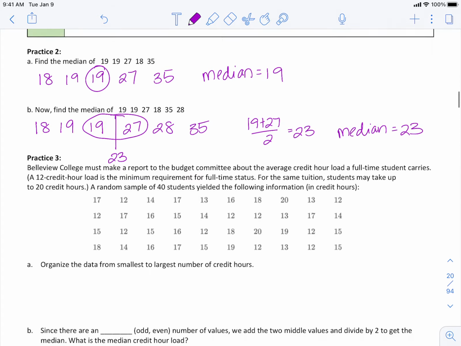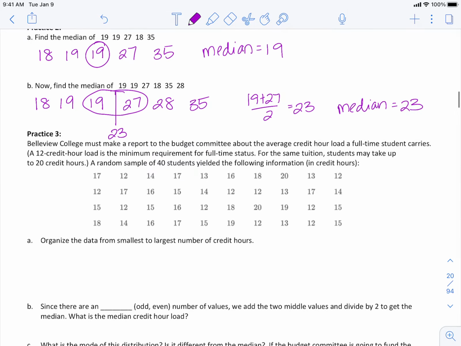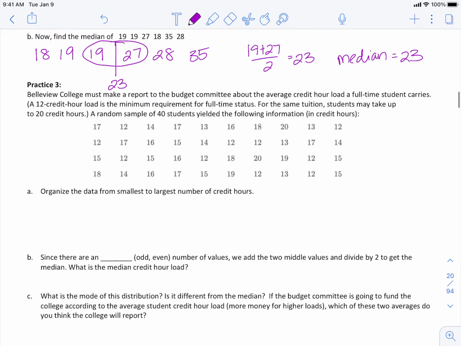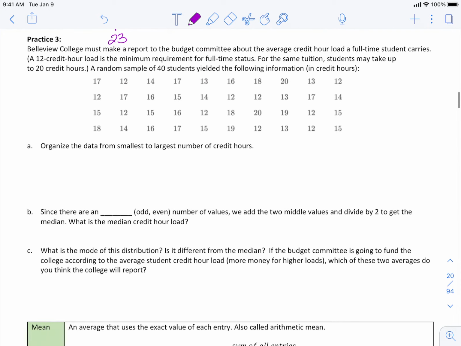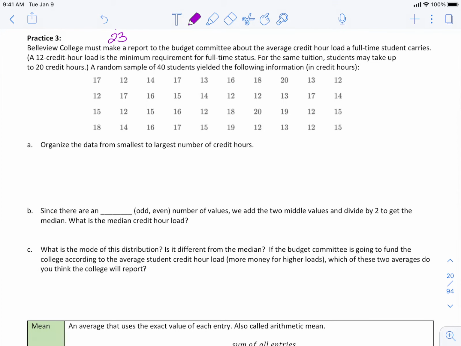All right, our next practice says Bellevue College must make a report to the budget committee about the average credit hour load a full-time student carries. A 12 credit hour load is the minimum requirement for full-time status. For the same tuition, students may take up to 20 credit hours. A random sample of 40 students yielded the following information in credit hours. So we know there's 40 total here.